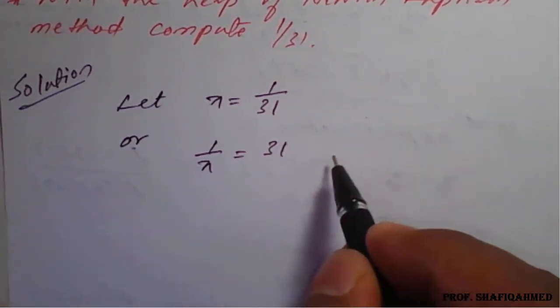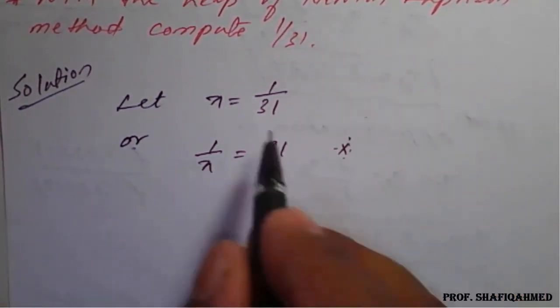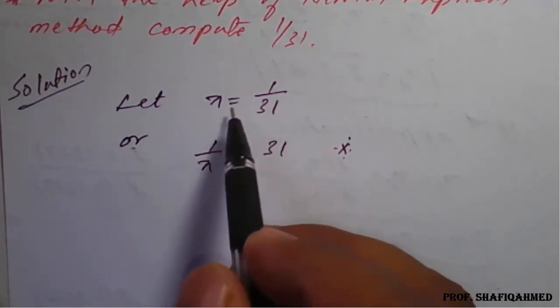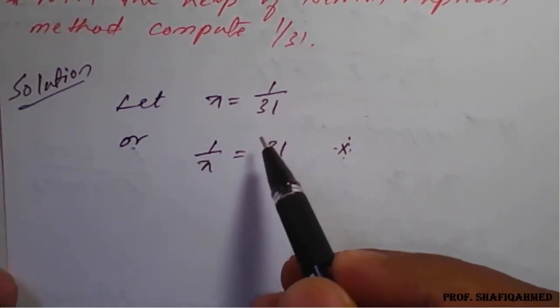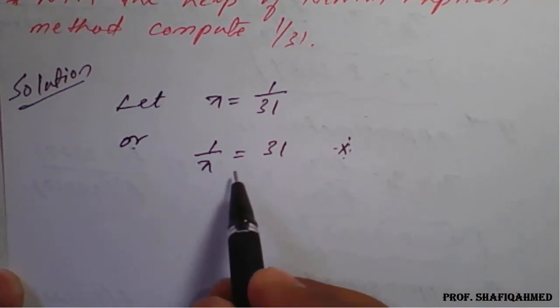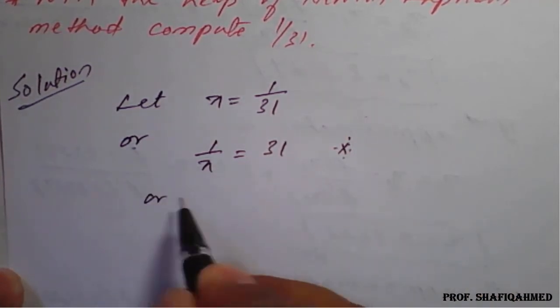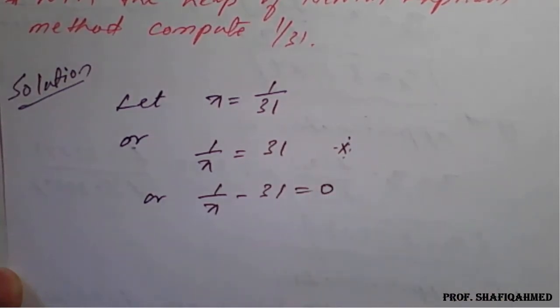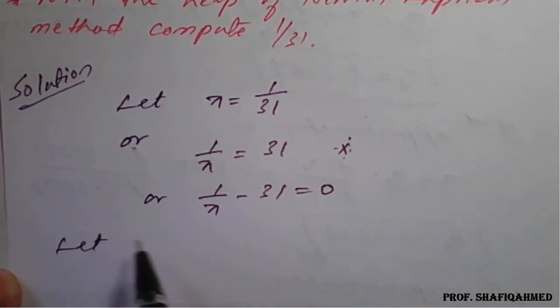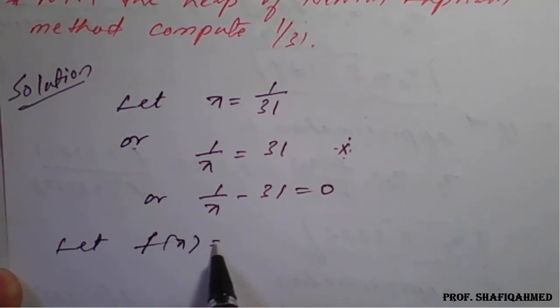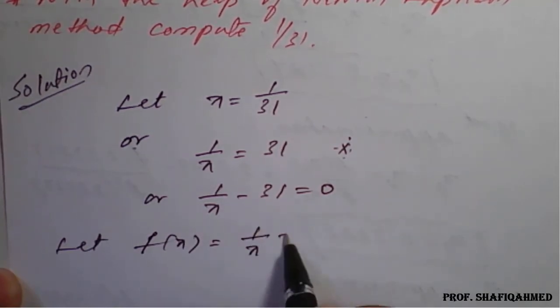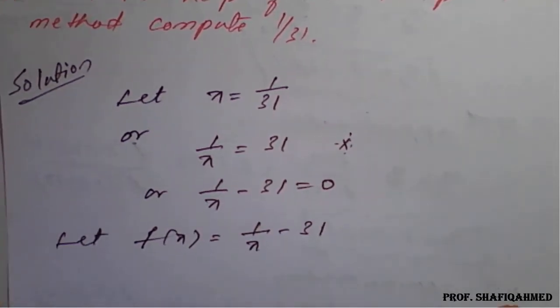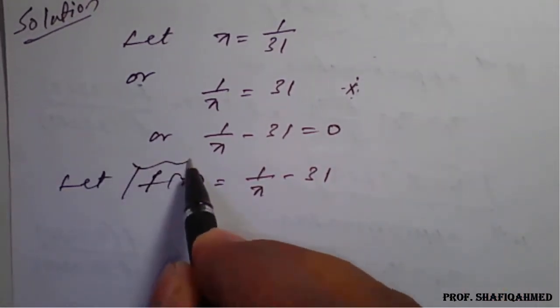Fine. So this is one of the very important steps we need to manipulate, only if the situation is like that, x is equal to any value. At that time we have to plan like that. Then I can write 1 upon x minus 31 equal to 0. So let f of x is equal to 1 upon x minus 31. So this is the equation now, this is a function f of x.